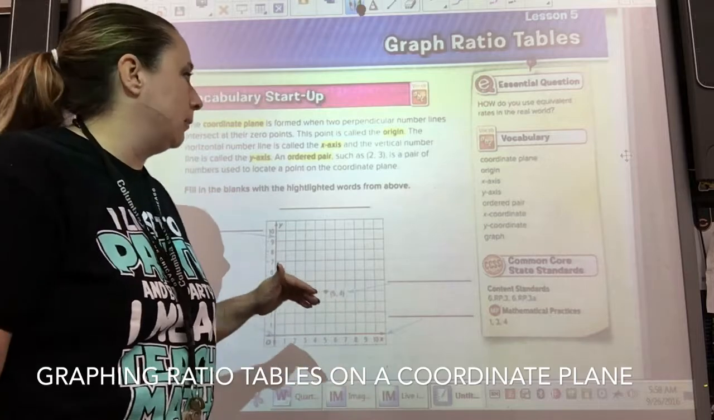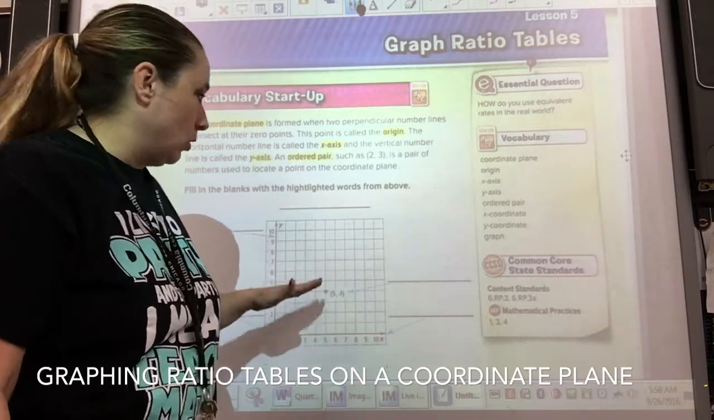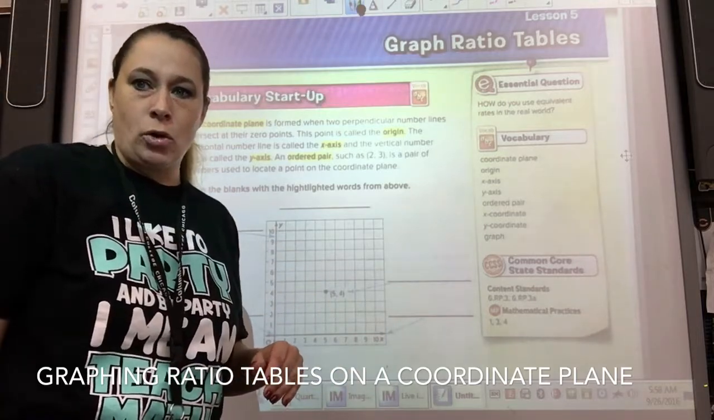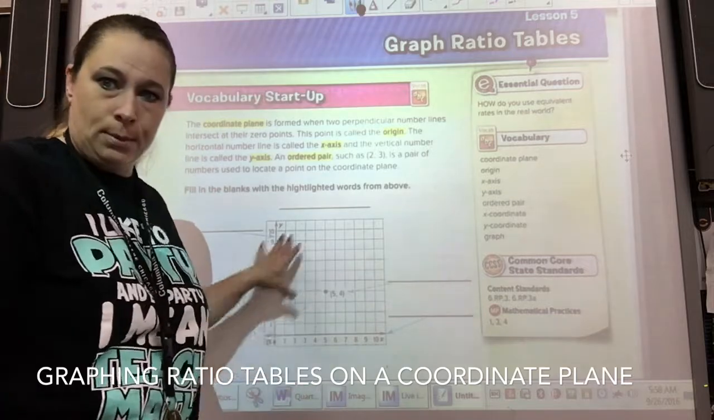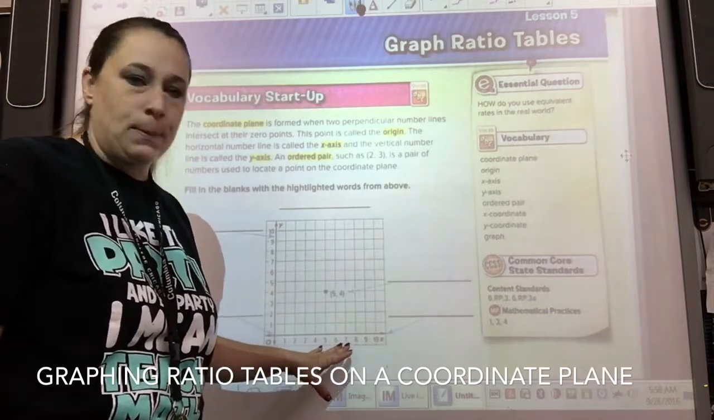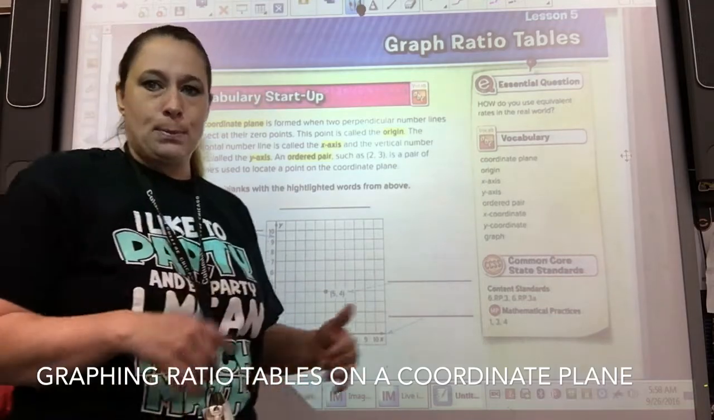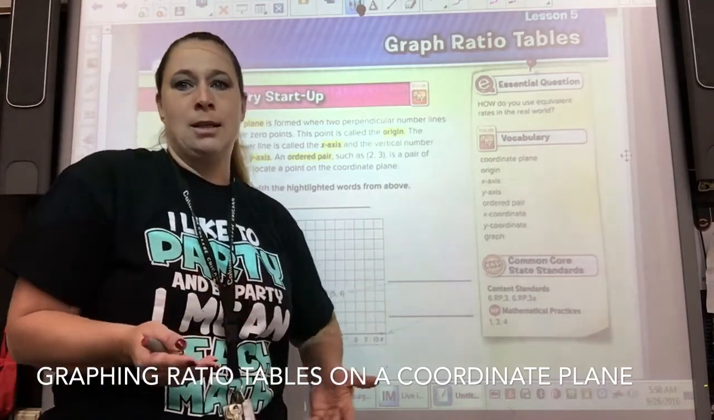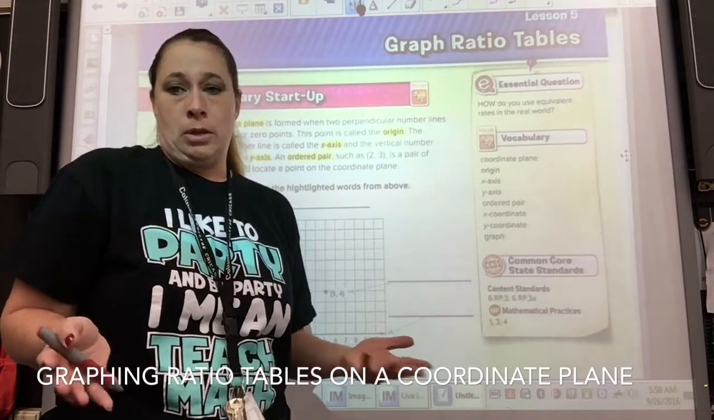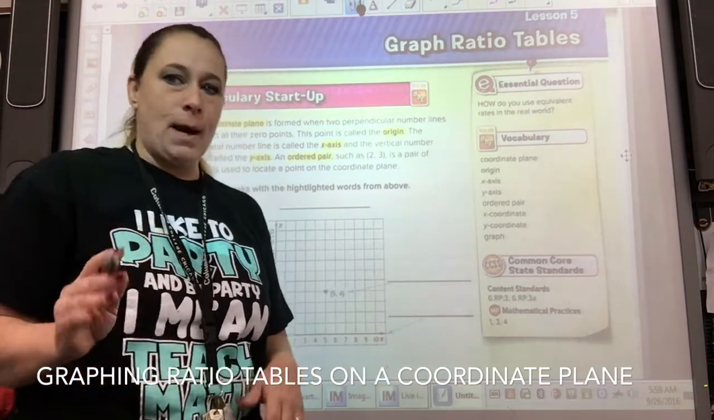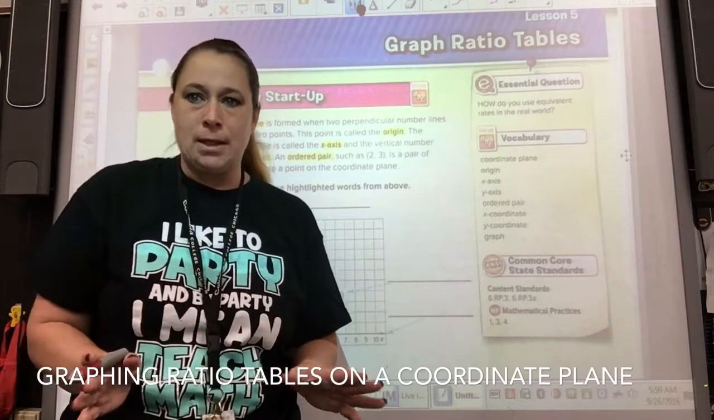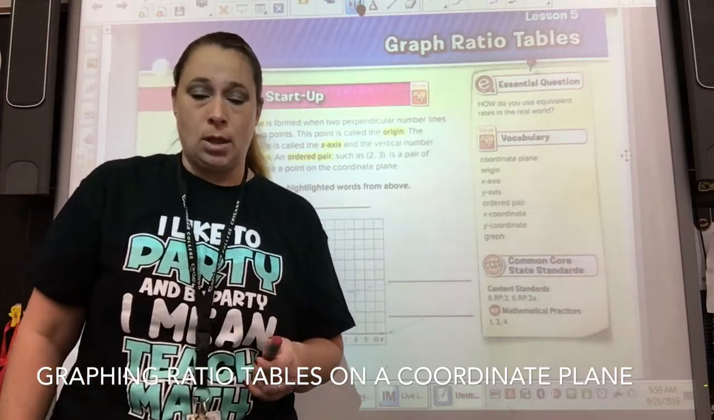So our objective today, we are graphing ratios on a coordinate plane. This is your coordinate plane, this whole thing right here. It's basically a bunch of lines going horizontally and vertically, and we place points on them, and then we look at data to see if there's correlations, if there's a positive trend, a negative trend. We'll learn all about that down the road, so don't worry if you don't know what I'm talking about.